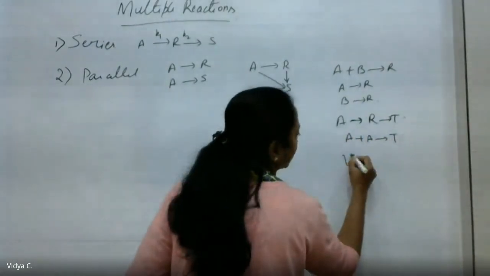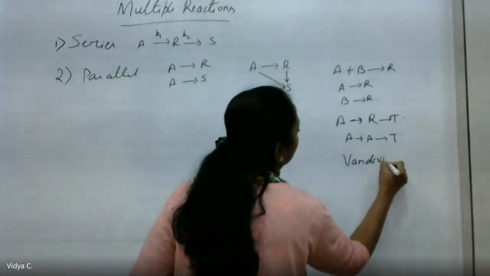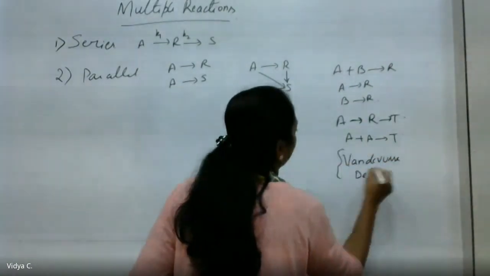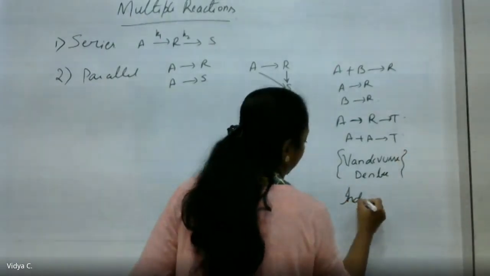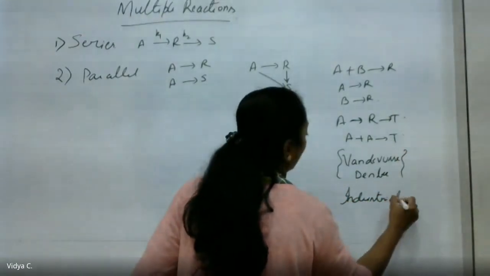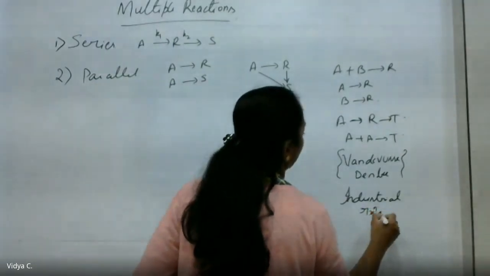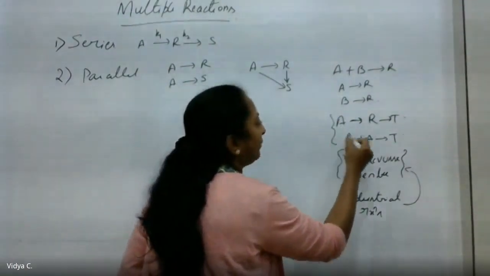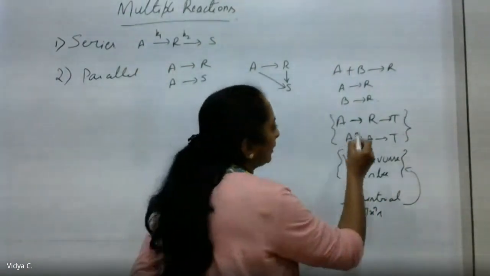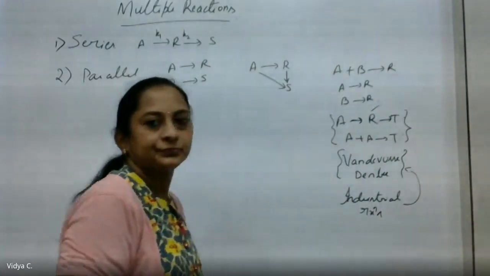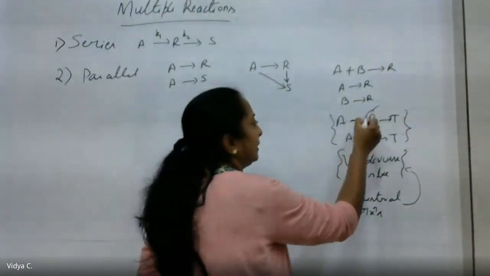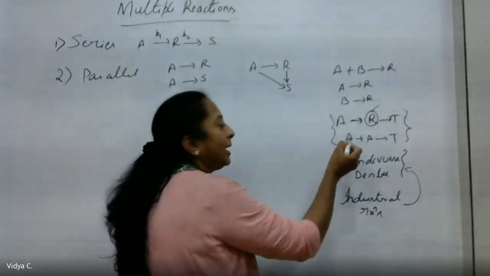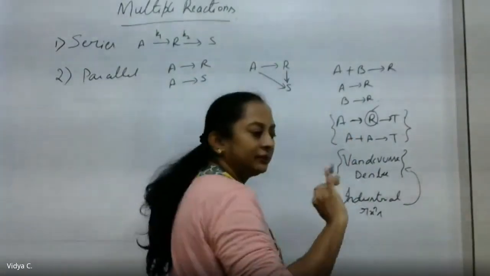There are some reactions called as Van der Waals reactions, Denby. Usually industrial reactions are more complicated. Industrial reactions will fall under these categories and they are more complicated ones. Like this, we'll be having some things like this. Okay. So what is my product? R. Okay, if my major product is R, if this is a major product which is required, what is happening here? A is again giving a different product T.